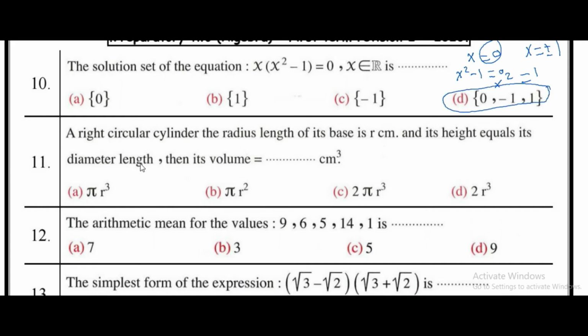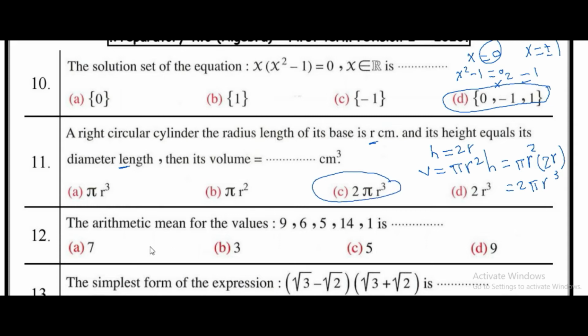A right circular cylinder, its radius is r and its height equals the diameter. It means h equals 2r. The volume of the cylinder is pi r square h, so pi r square as it is, and instead of h we put 2r, the height equal to the diameter. 2r times r square, so 2 pi r times r square, r power 3. So the answer is 2 pi r power 3.